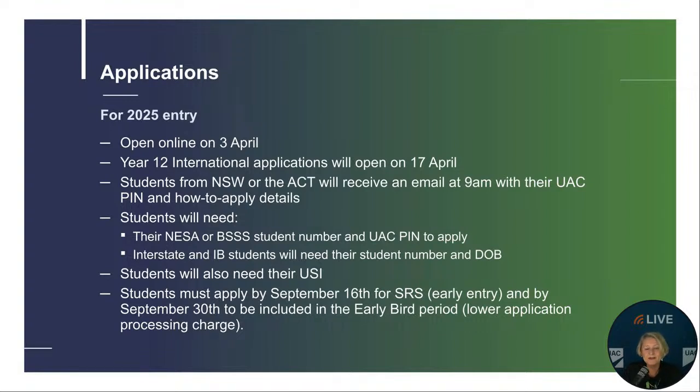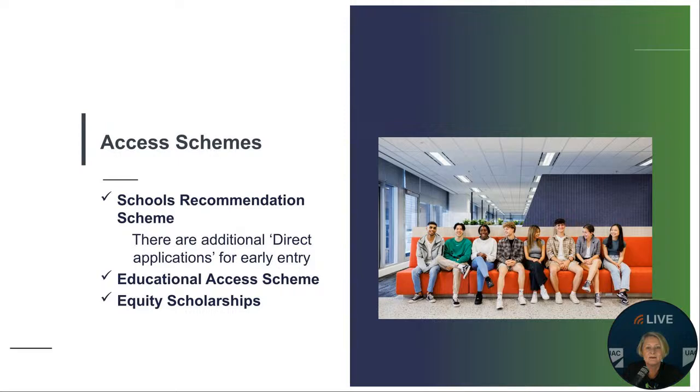Now, of course, when applications opened this morning, so did our access schemes, which I'd like to talk a little bit about so that you've got a bit of a general idea of what else is available to you. The first scheme I'd like to talk to you about is the school's recommendation scheme. And of course, we've already talked about the dates for that. Now, this is a centralised application for approximately 12 different universities. Entry is based on your Year 11 results and the school's recommendation.